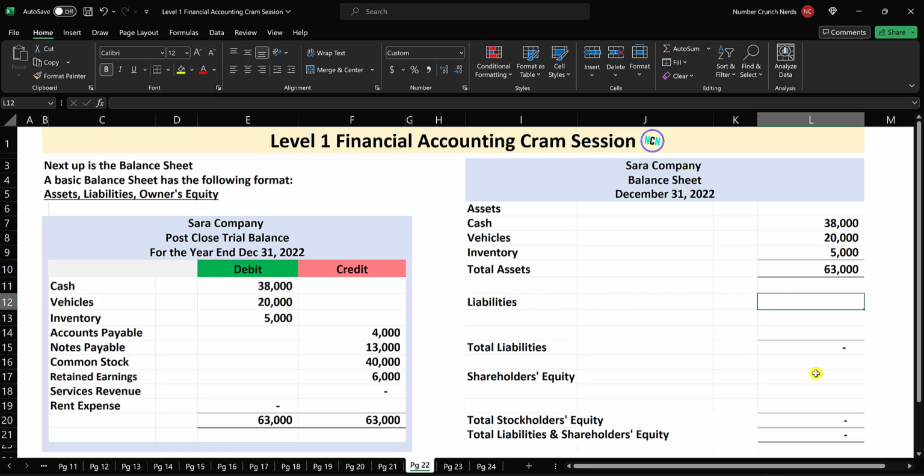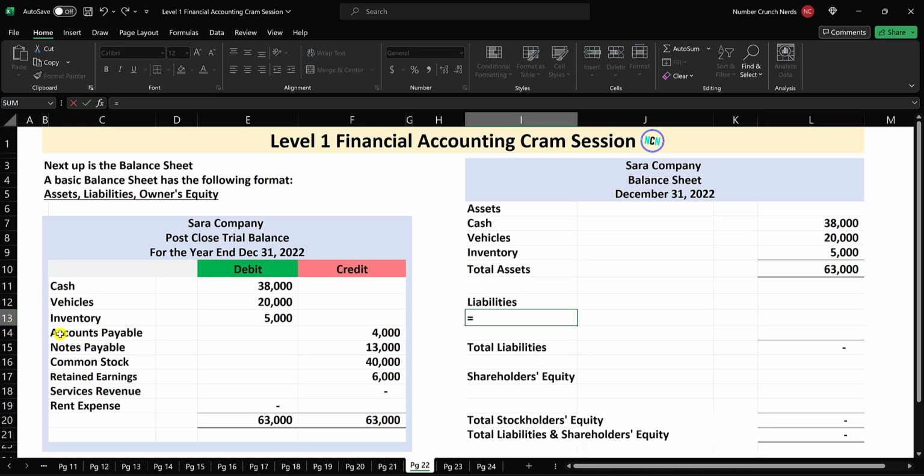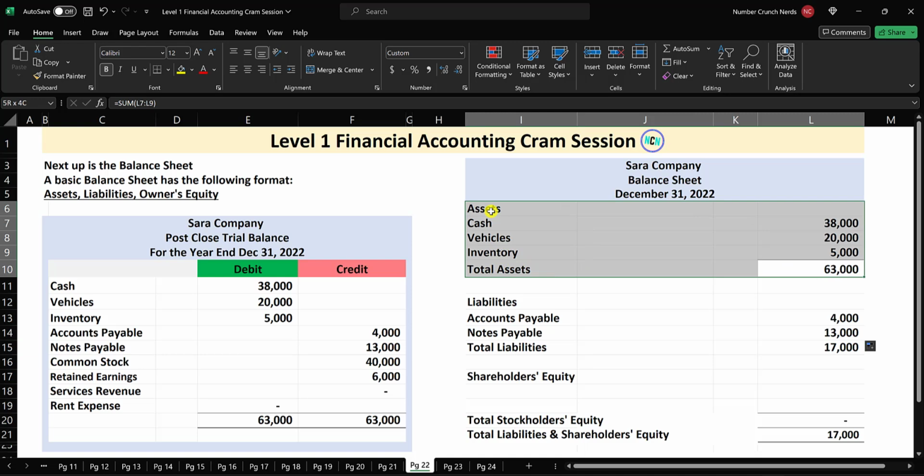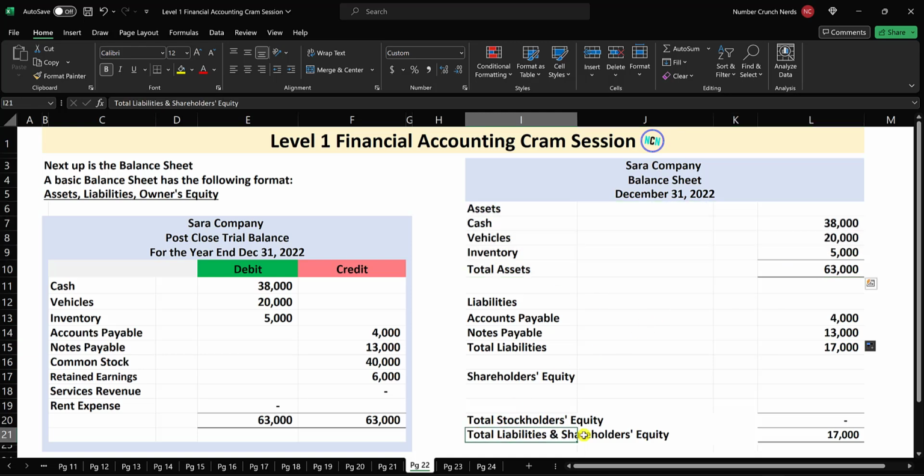Liabilities are next up on the balance sheet. We're going to put in our two liabilities. Right here, we have accounts payable. We also have notes payable, so we're going to put that right there. The amounts for those we're going to bring in over here, 4,000 for that one and 17,000 for that one. We don't need a double line under this because this is not a grand total yet. This is a grand total on one side of the accounting equation, and we're going to have a grand total on the other side of the accounting equation down here at the bottom.